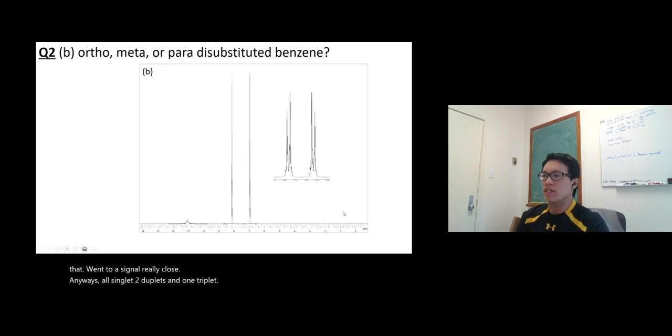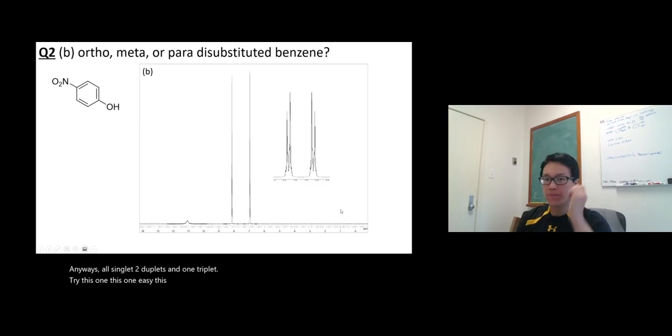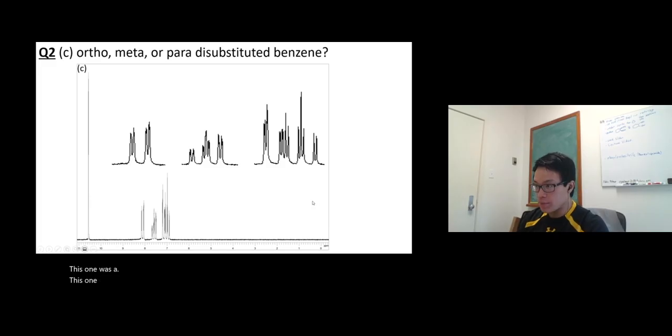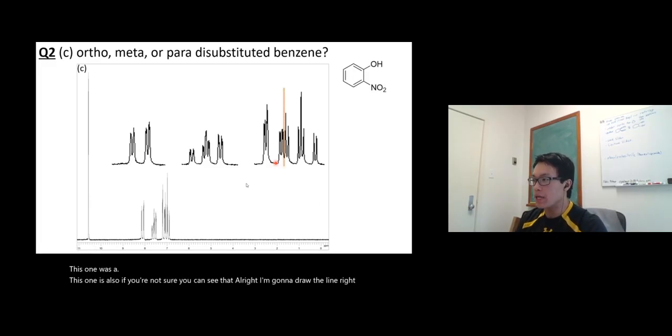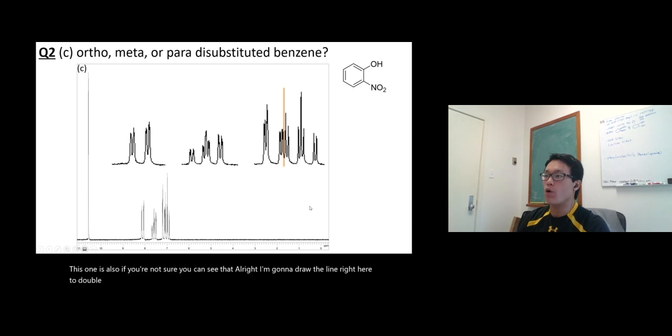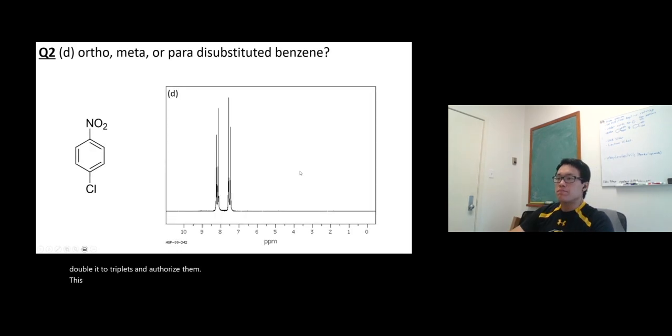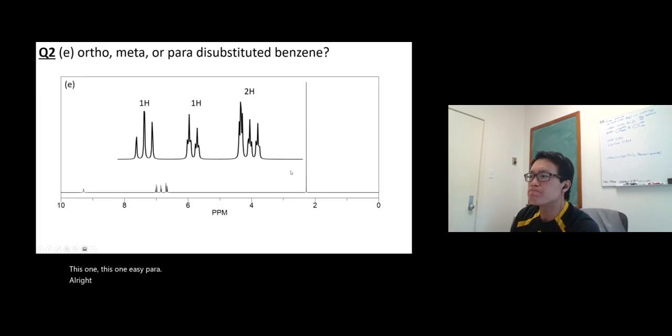Try this one. Oh, this one's easy. This one's the para isomer. Okay. This one was that. This one is ortho. If you're not sure, you can see that. All right, I'm going to draw the line right here. Two doublets, two triplets at the ortho isomer. This one, oh, this one's easy. Para. All right, next one.